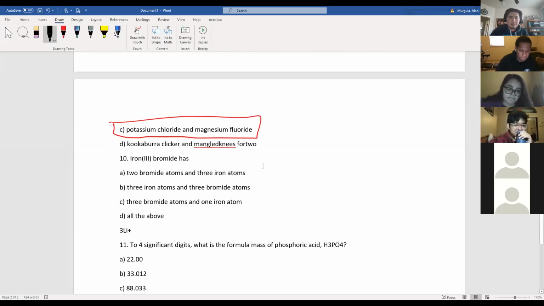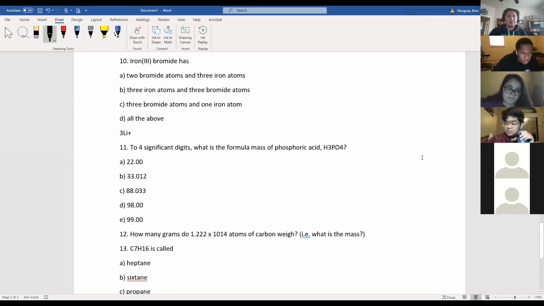And let's see. On to number 10, we have iron(III) bromide, and which of these does it have, from A through D? The iron has a charge of 3, and bromide has a charge of 1. So does it have 2 bromide atoms and 3 iron atoms? 3 iron atoms and 3 bromide atoms?